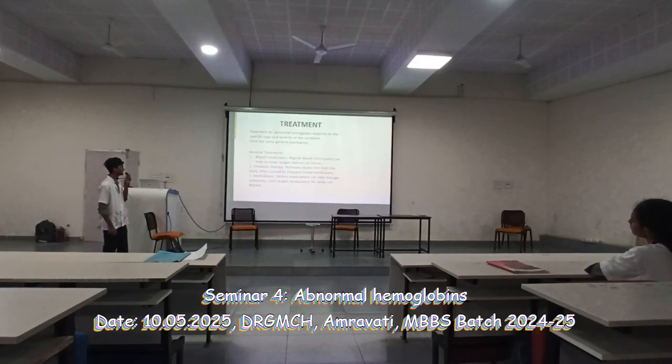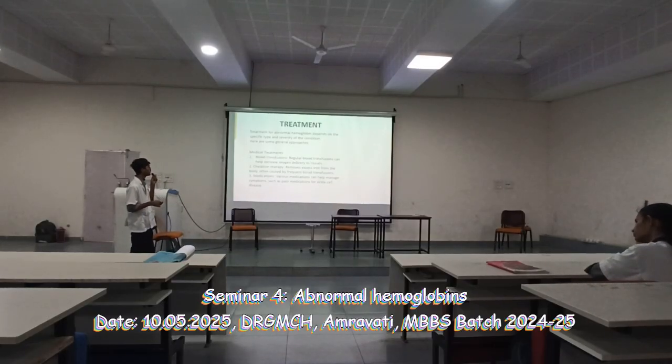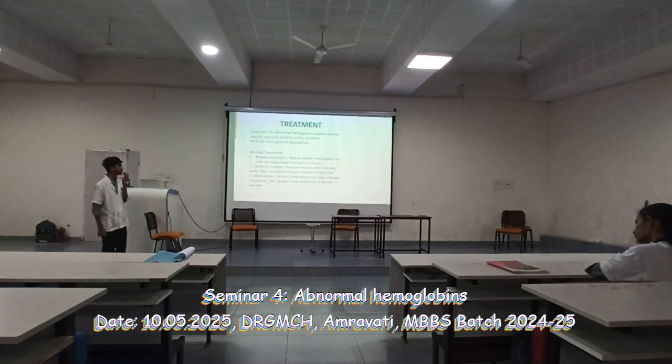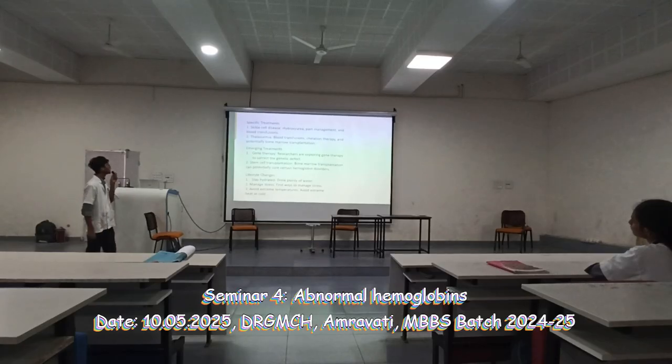Then the second one is chelation therapy. Chelation therapy removes the excess iron from the body, often caused by frequent blood transfusion. Then the third one is medication. So various medications can help manage the symptoms, such as pain medications for sickle cell anemia. Specific treatments: for sickle cell disease, hydroxyurea, pain management, and blood transfusion.